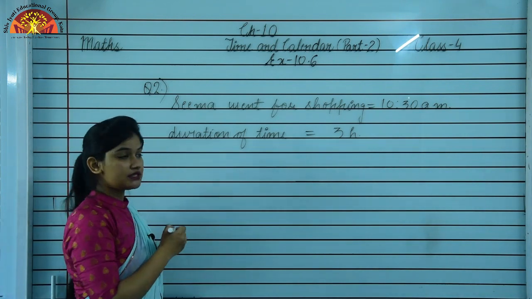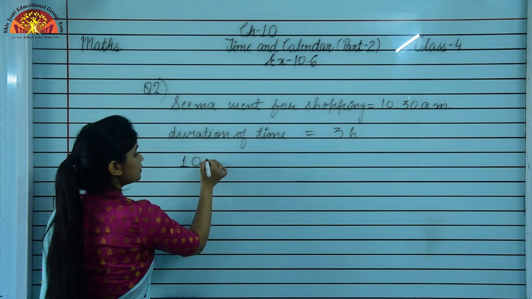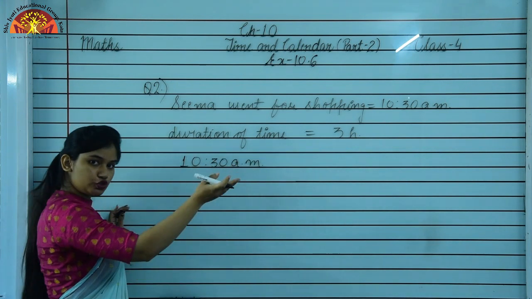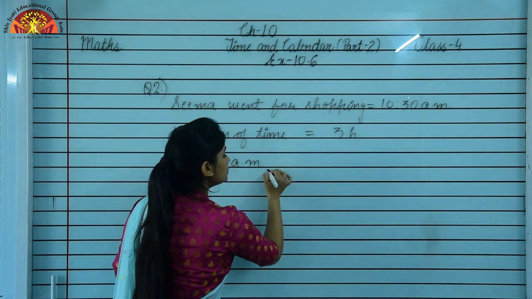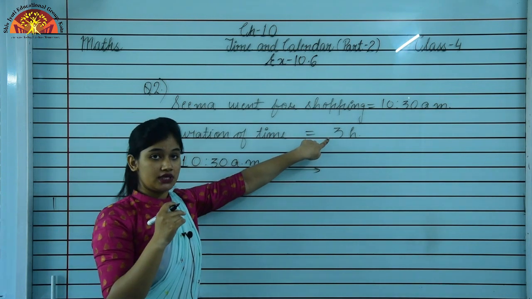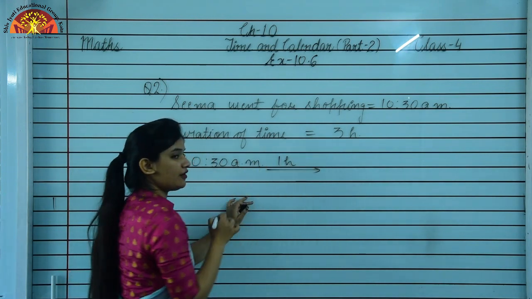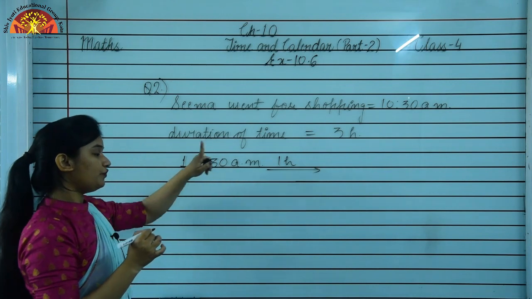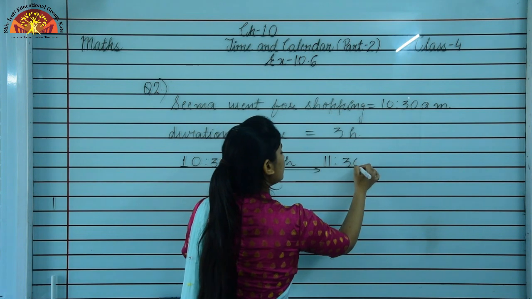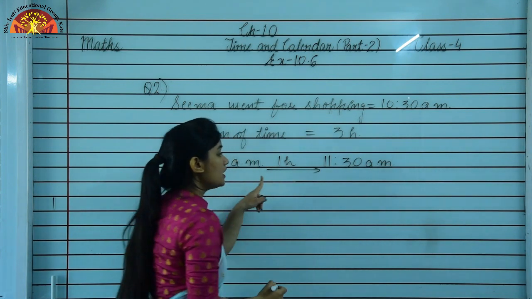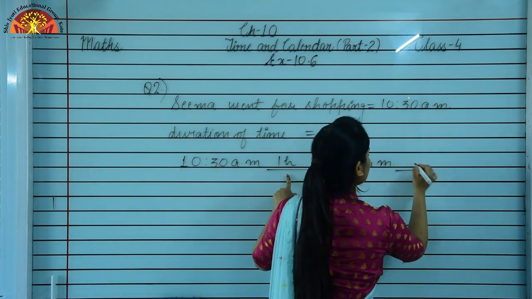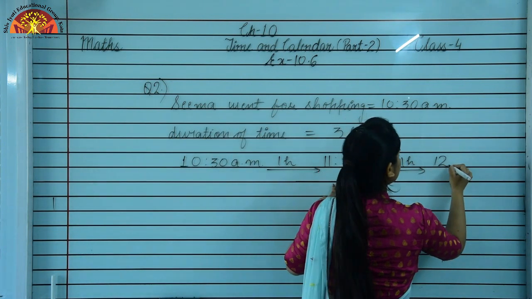So how can we find the time? She is going for shopping at 10:30 a.m. Now she is staying there for 3 hours. 3 hours means 1 hour. We have to add first. If we add 1 hour to 10:30, it will be 11:30, right? It will be 11:30. Okay, now after 1 hour we have to add again 1 hour, and it will be 12:30.